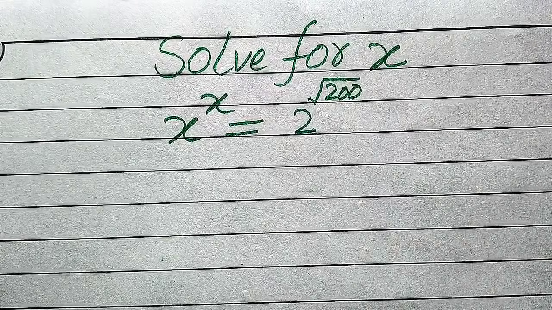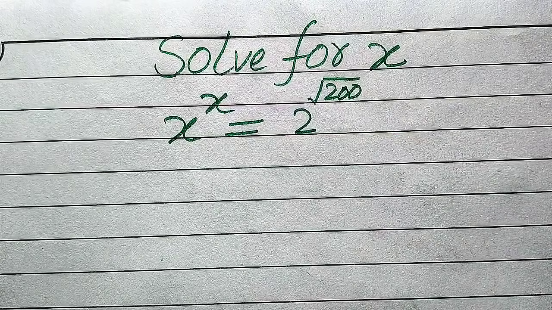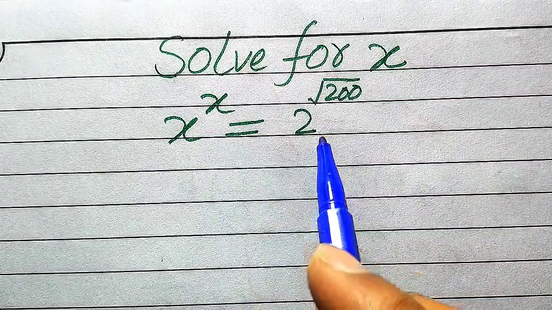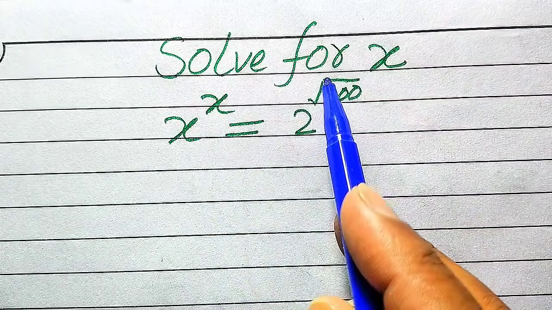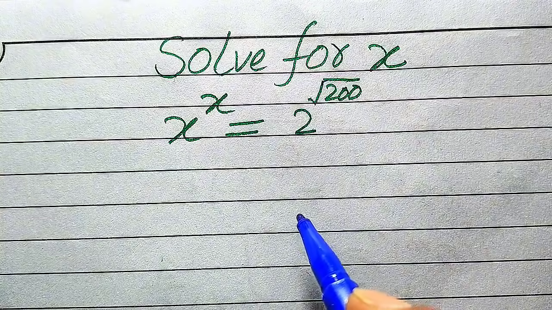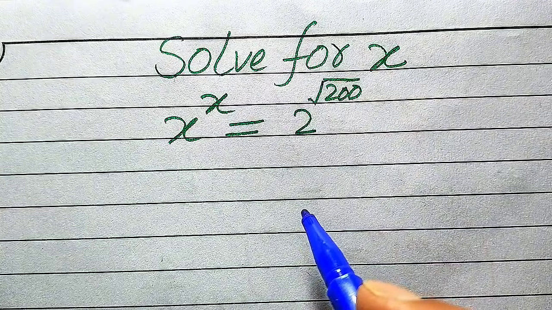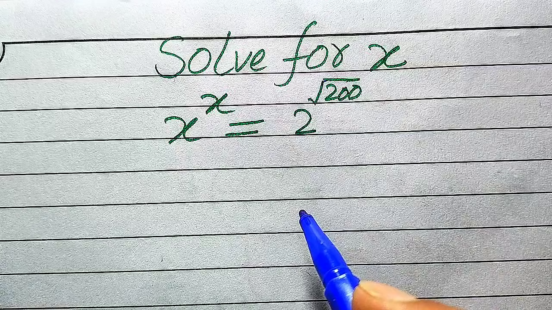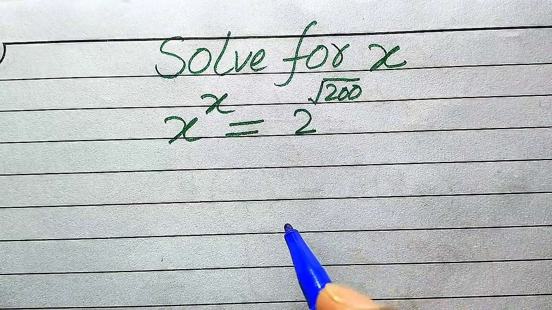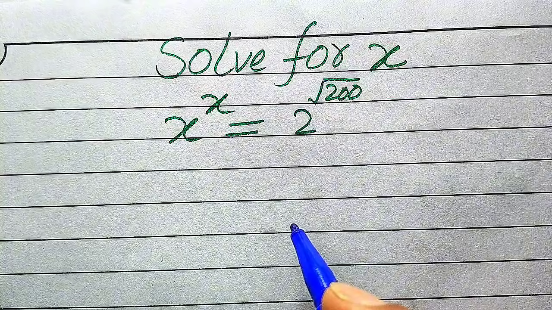Hello everyone, how to solve this problem for the values of x if we have x to the power of x is equal to 2 to the power of square root of 200. We solve this problem for all the values of x, and at the last we will verify which of the values of x are solutions and which are extraneous roots. So here we move towards the solution of this problem.